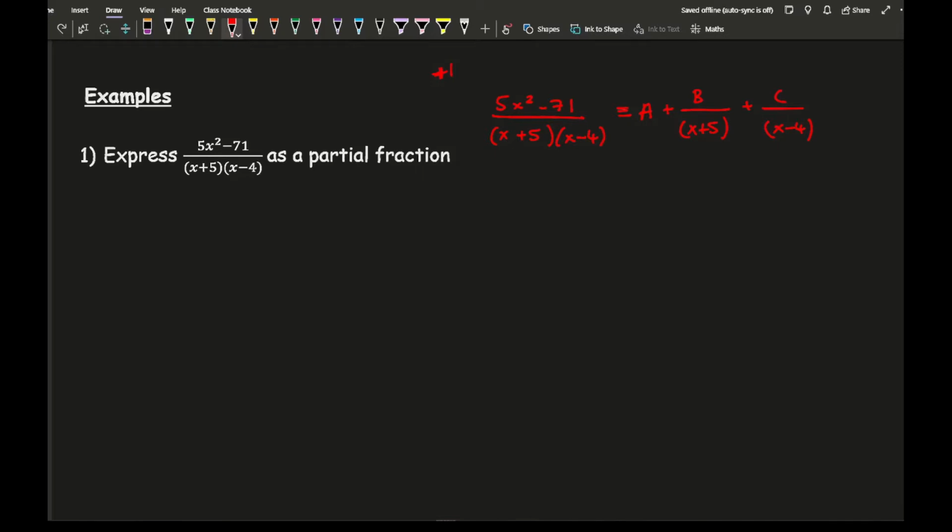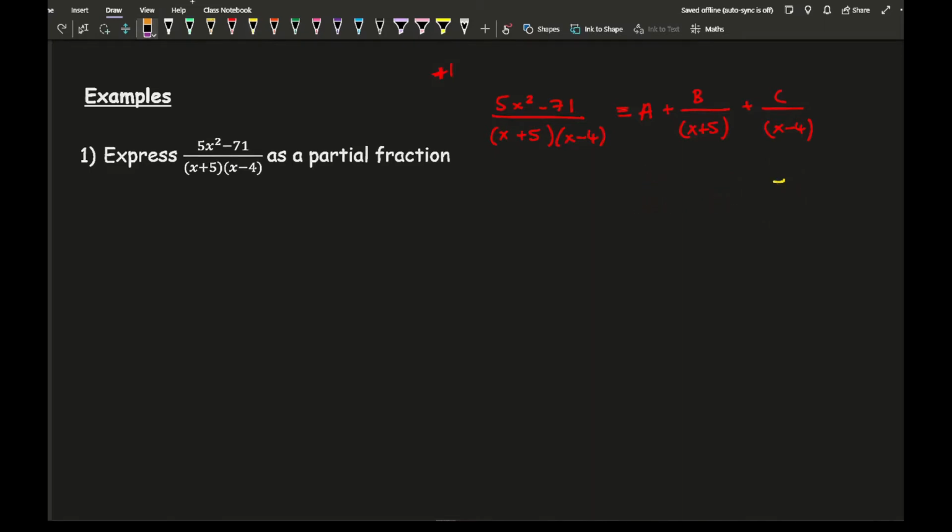Again, if I was to write a over x plus 5 plus b over x minus 4 and plus c, then c is my quotient, and that's absolutely fine as long as I substitute it into that. So that's why it's really important that you do actually write this step down. Also, you get a few marks for it as well.